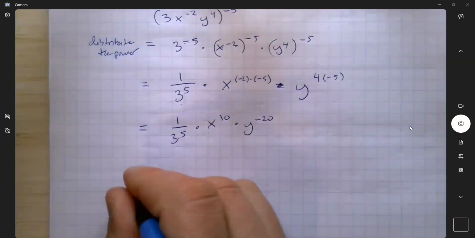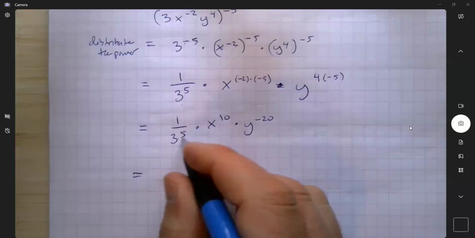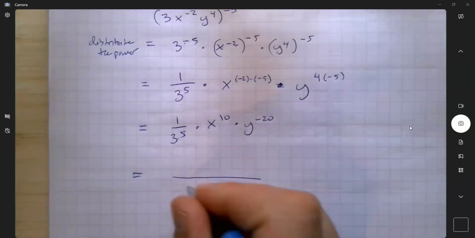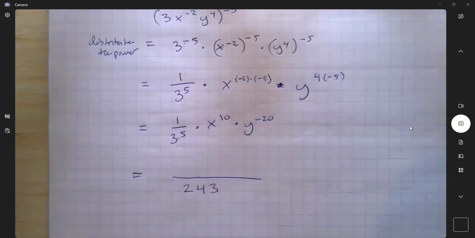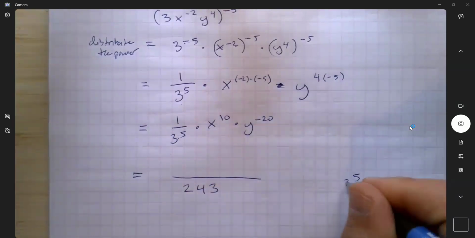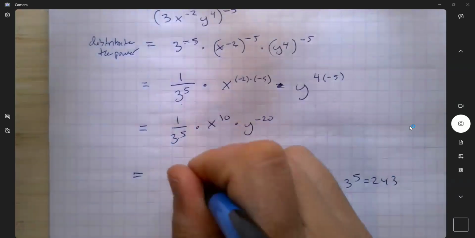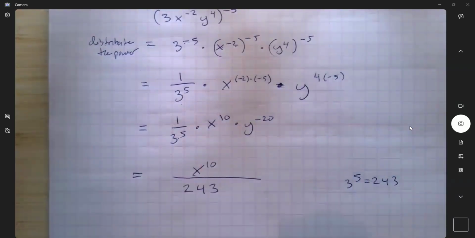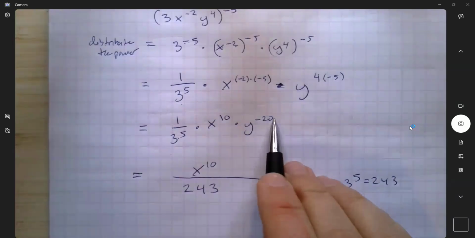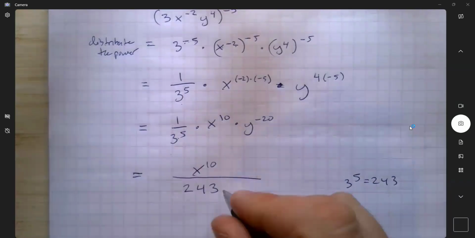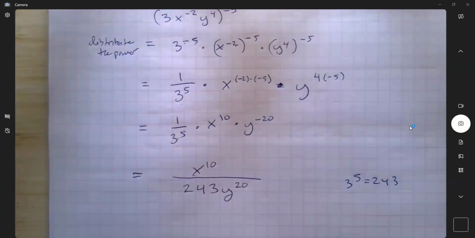Since that number 3 is an actual number, I'm going to do that calculation, and you can use your calculator. That's fine. It's dividing by 243 because 3 to the 5th equals 243. And then I have an x to the 10th and a y to the -20, but I said I would write this without any negative exponents. So instead, I'm going to move it down and make it y to the 20 in the denominator.